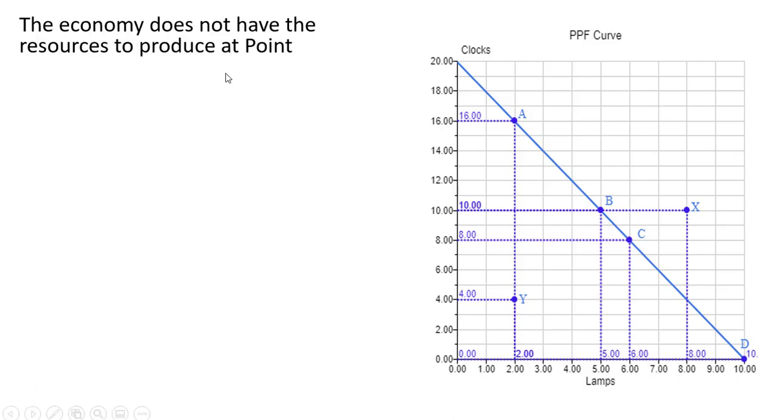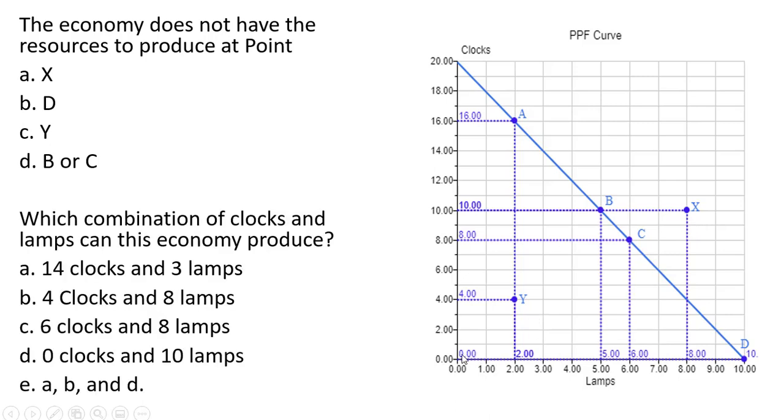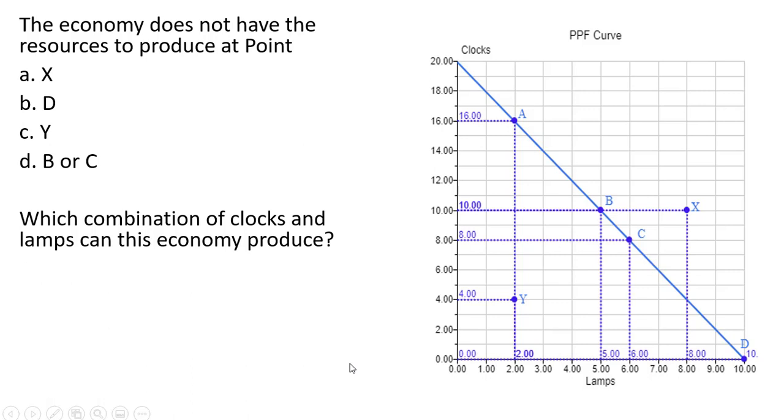The economy does not have the resources to produce at that point. The economy cannot produce beyond its PPF curve here, so answer choice A, at point X. So point X is unattainable. The economy doesn't have the resources or technology to produce beyond its limit, the PPF curve.